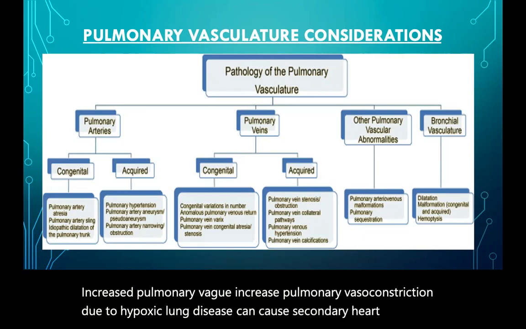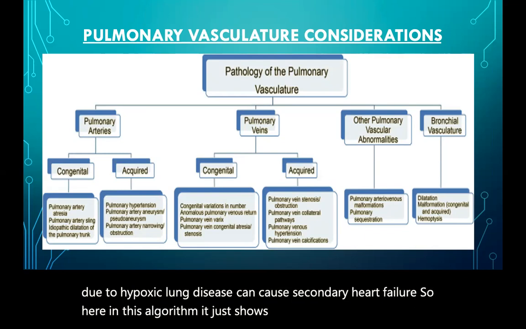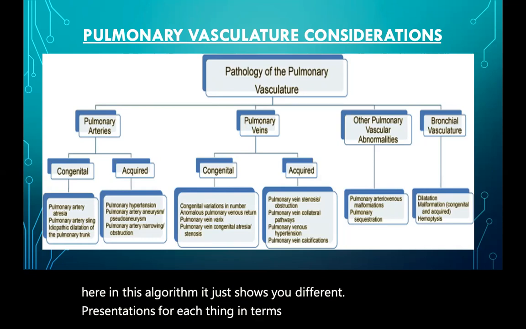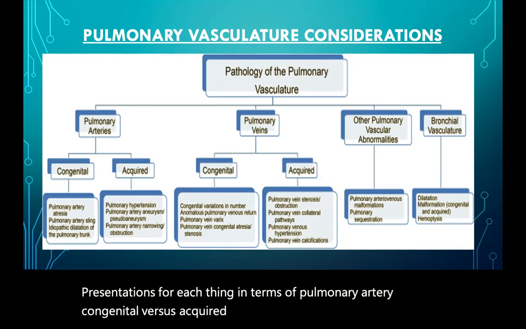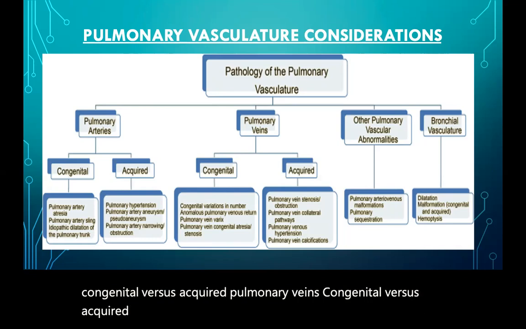So here in this algorithm, it just shows you different presentations for each thing in terms of pulmonary artery, congenital versus acquired, pulmonary veins, congenital versus acquired, and other pulmonary vascular abnormalities, also including bronchial vasculature.